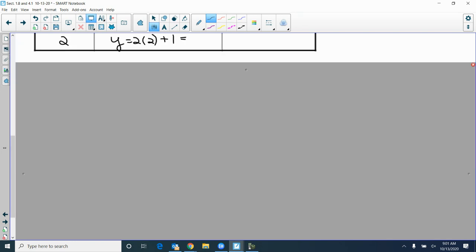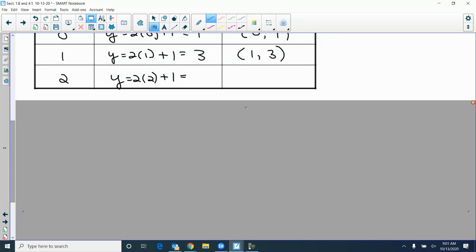All right, Josh, take a look at that last one. You're going to take in a 2 and plug it in for x. So what's 2 times 2? Plus 1 is 5. So we get the point (2, 5).